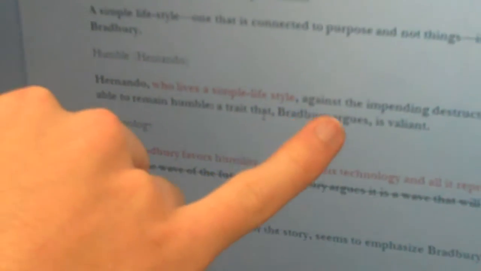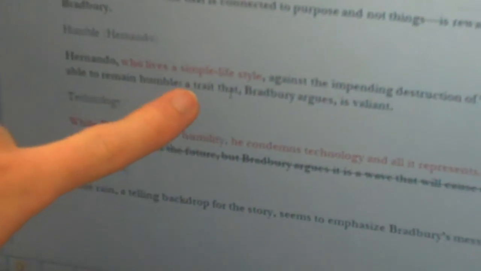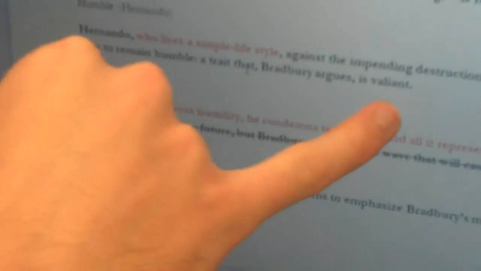Now, if I stopped here and said something like, Bradbury shows the simple lifestyle, that's not an assertion, that's a topic sentence. But the fact that I'm saying that Bradbury rewards that lifestyle, that's an assertion, because someone could argue the other way and say, nope, they don't, and therefore it's defensible. Same thing here, Hernando, who lives a simple lifestyle against the impending destruction of the world, is able to remain humble, a trait that Bradbury argues is valiant, and so on and so on.